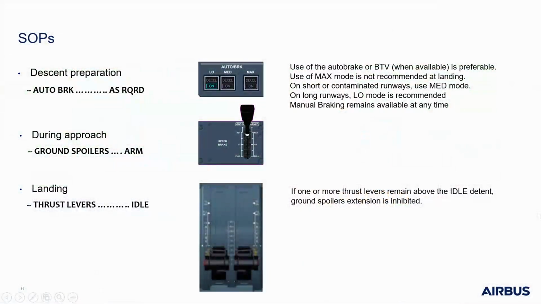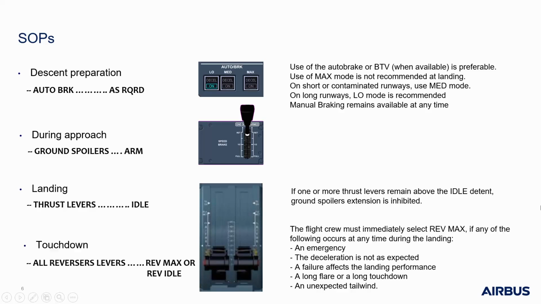During the flare, the pilot flying sets the thrust levers to idle. If one or more thrust levers remain above idle detent, ground spoilers extension is inhibited. At touchdown of the main landing gear, the pilot flying sets the reverser levers to the appropriate level, max or idle.